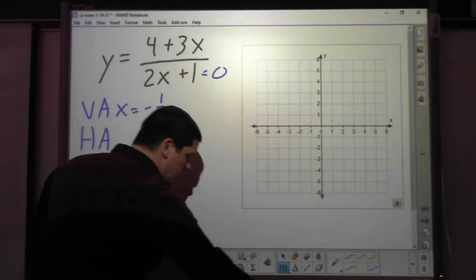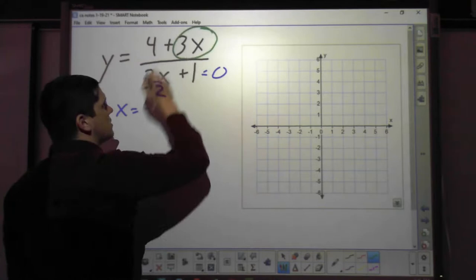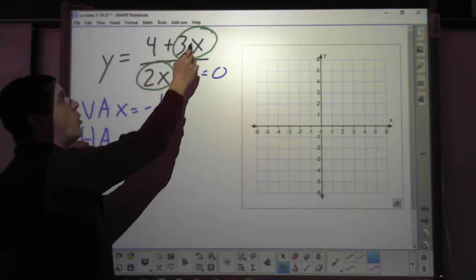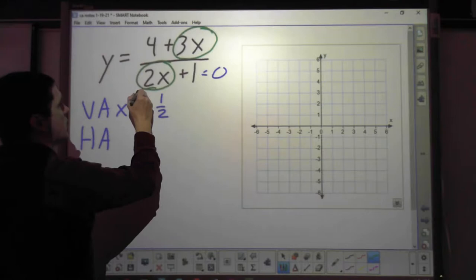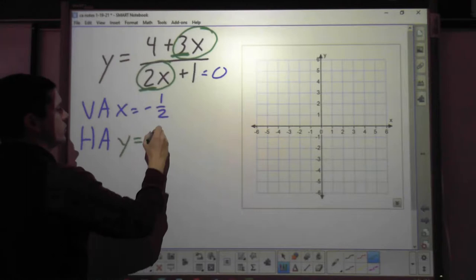Now, for that horizontal asymptote, again, who has the highest exponent? Well, this would have the highest exponent, and this would have the highest exponent. Degree of 1, so don't stress on that part too much here. Now I just look at those leading coefficients. I see a 3 and a 2, so that means y equals 3 over 2.